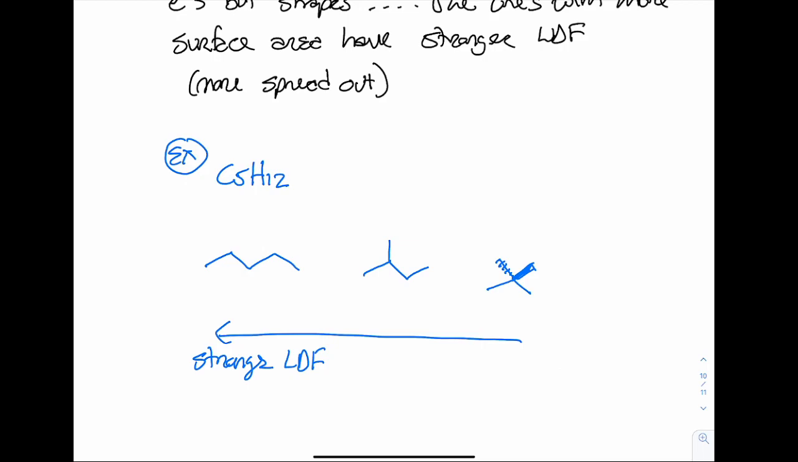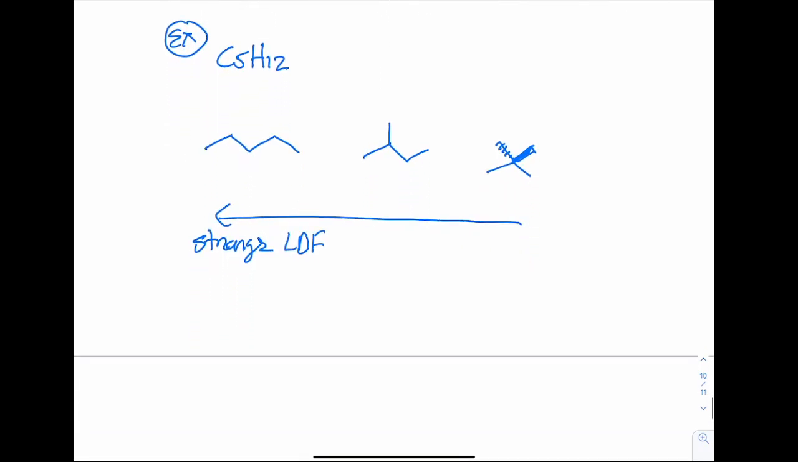So even though they're all C5H12, they actually have different boiling points. If you were to look at values for these, they're going to be different. And again, it's just really based on the shape. Why do ones with more surface area have larger, stronger London dispersion forces?